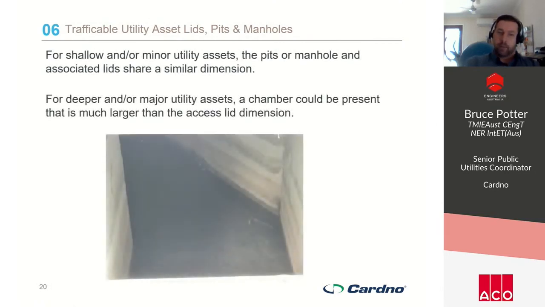So again, for smaller assets, the pits and manholes themselves could be a similar dimension, with the only difference being that there would be a cast iron lid instead of a non-trafficable lid. Again, for deeper and major assets that are running down the road, a chamber could be present and again causes lots of problems in coordination. So don't be fooled by having a smaller access lid on the surface level and believing that the actual utility underneath, and the chamber in particular, is the same size.